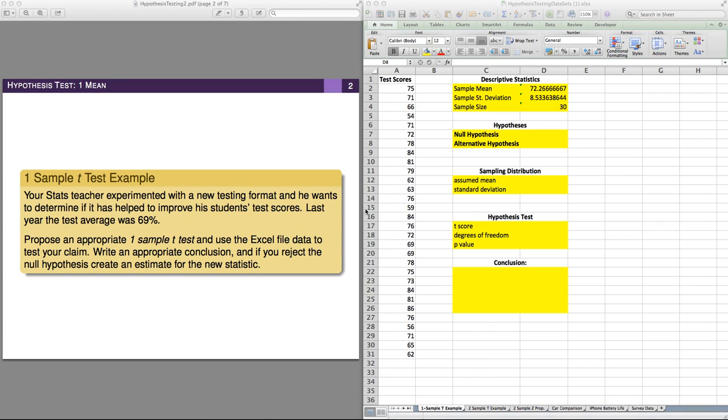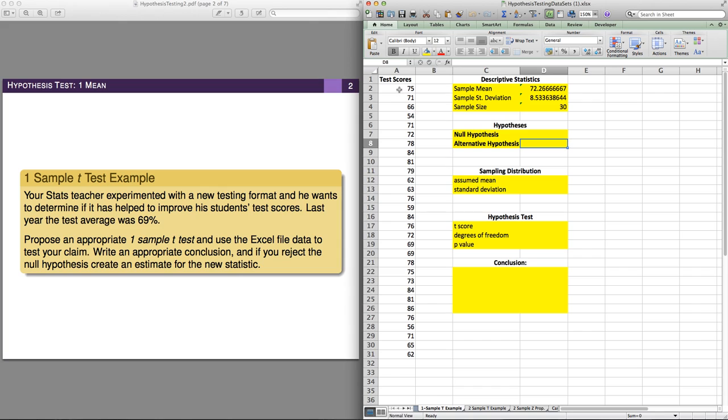All right, this is going to be a walkthrough of a one-sample t-test. Over here on the left, your stats teacher experimented with a new testing format, and he wants to determine if it helped to improve his students' test scores. Last year, the average was 69%. Propose an appropriate one-sample t-test and use Excel to test your claim.